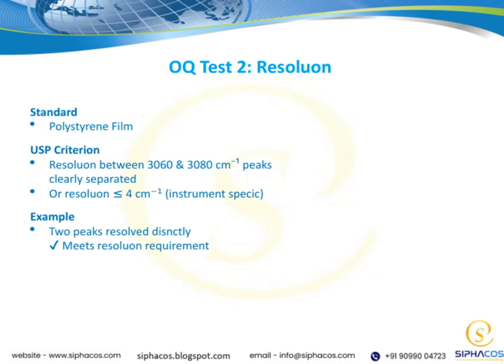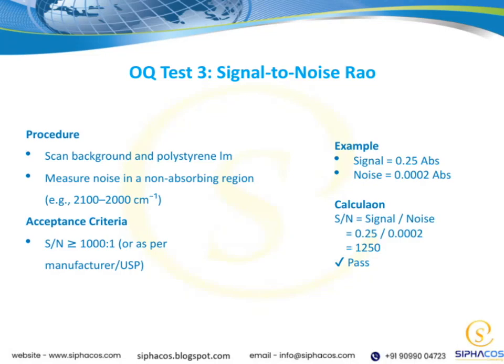All right, let's walk through this example. We have a signal of 0.25 abs and a noise level of 0.0002 abs. The goal here is to determine the signal-to-noise ratio, or S/N. To do that, we simply divide the signal by the noise, so 0.25 divided by 0.0002. That calculation gives us a ratio of 1250. And since 1250 is well above the acceptance criterion of 1000 to 1, this passes the test.